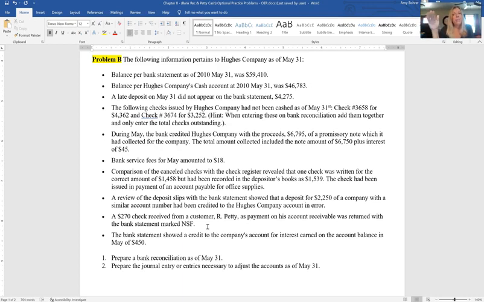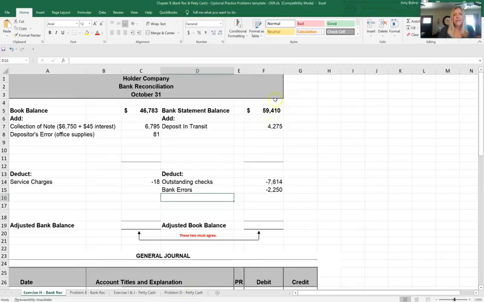And now that check has been processed through the customer's bank and it got returned to our bank saying, hey, that customer didn't have enough money in their account to cover this $270 check. So it's been returned to us. When that happens, the bank will automatically take it out of your bank balance. But you're not going to know about it until you get the bank statement or until you get some type of notice from the bank saying, hey, this check was not any good. And they'll typically stamp it with a big red NSF on the front of the check.